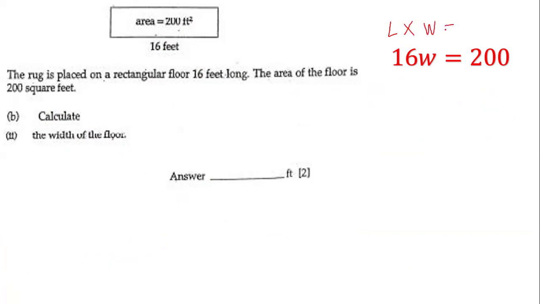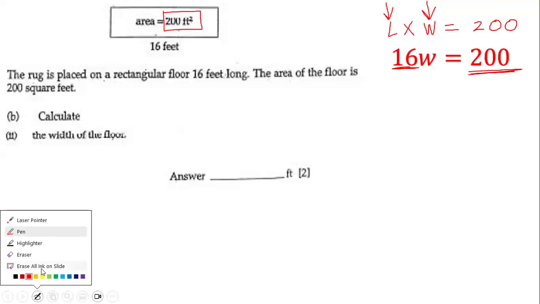And we know that that is 200 feet. So the area of the rectangle, the length multiplied by the width, is supposed to be equal to 200 feet because that is what the area equals. The length in this question is 16. The width we don't know, so we're just going to put W, and that's going to equal the area, which based on the question is 200 feet. And so that's how we have this equation: 16W equals 200.